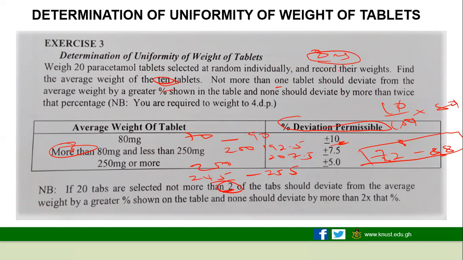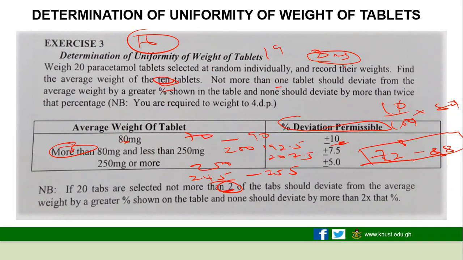Good. Now, we are also saying that if, let's say, 19 of them fall perfectly within this range, and just one of them is 16 times lesser than the 80 milligram or 16 times more than the 80 milligram, then that batch is disqualified. So none of them should deviate by more than 2 times. Anything more than that deviation should be disqualified. That means that batch is not uniform. That is what we are saying.